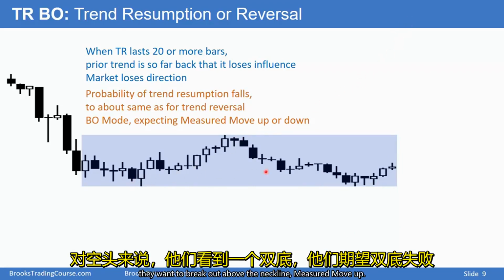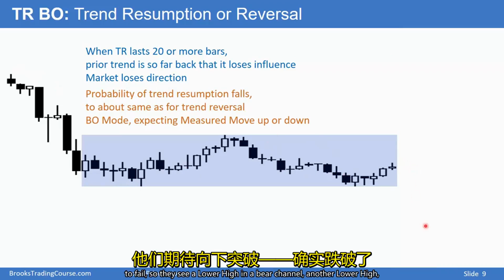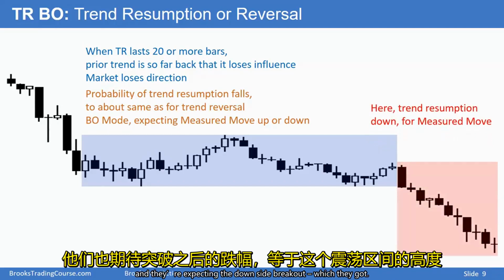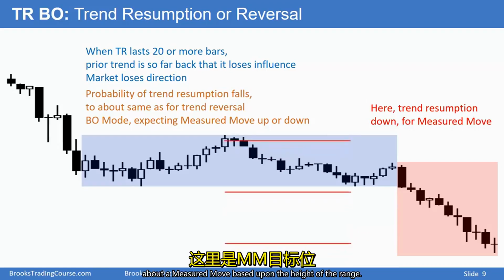And then for the bears, they see a double bottom and they expect the double bottom to fail. So they see a lower high in a bear channel, another lower high, and they're expecting the downside breakout, which they got. And they're also expecting the breakout to go about a measured move based upon the height of the range. So here's the height of the range. Measured move down is around there. There's the measured move.